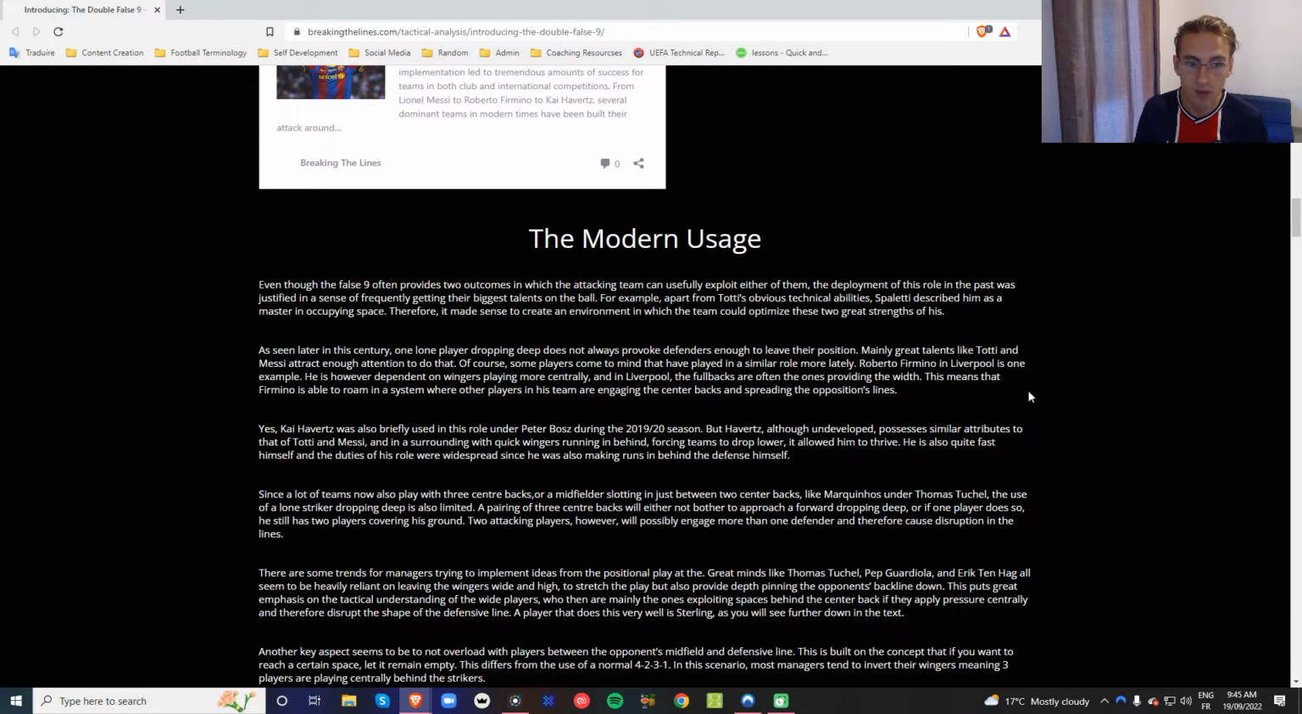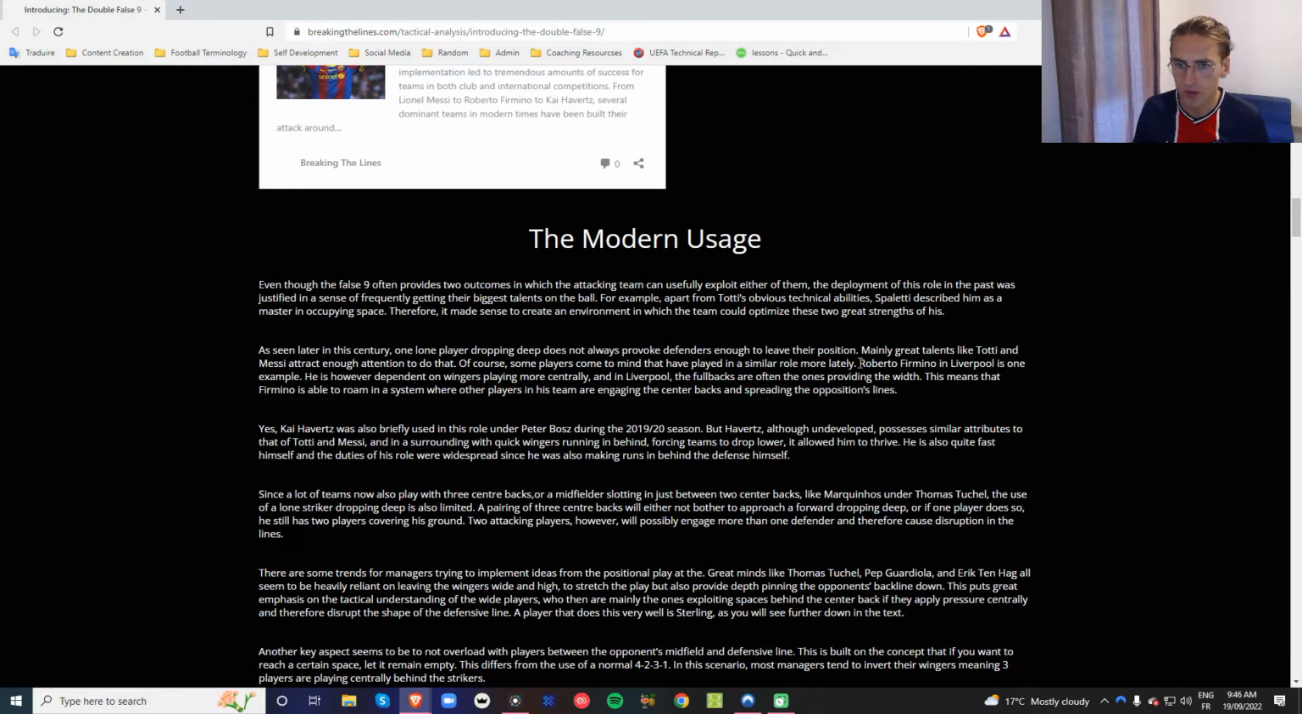Number 3 is to roam. So roam means to move wherever you want to. You can move to the left wing, to the right wing, you can stay in the center. You are not locked to one position on the pitch. You can roam anywhere you want. We'll have a look here at the example.